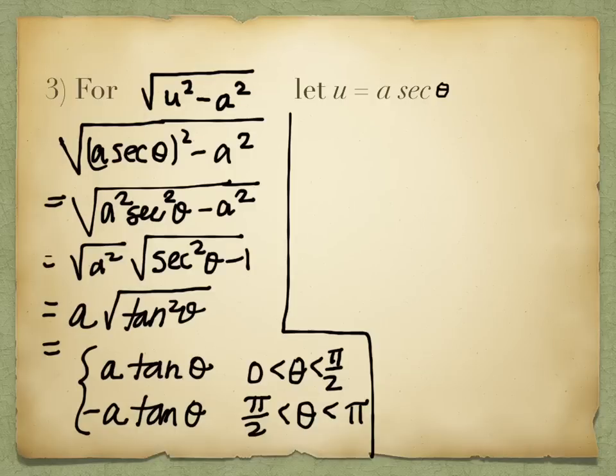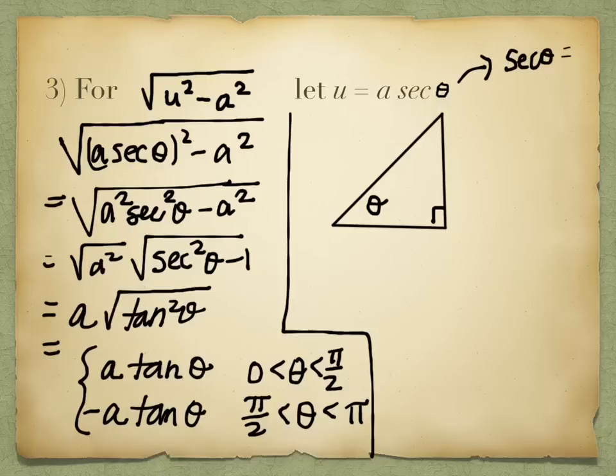All right, we are going to do one more triangle. I'm going to put a theta in here. And if I think about this, again, I've got secant of theta equals U over A. So what is secant in terms of a triangle?